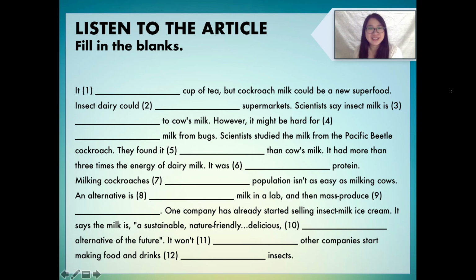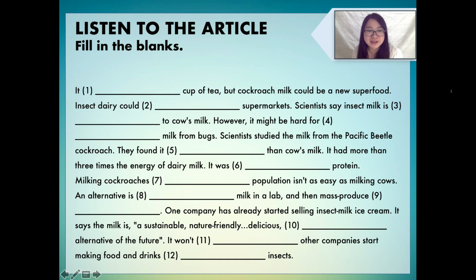First, I'll read it a little slowly, and then I'll read it at a more natural speed. First, slowly. It might not be your cup of tea, but cockroach milk could be a new superfood. Insect dairy could soon be in supermarkets. Scientists say insect milk is a good alternative to cow's milk. However, it might be hard for people to accept milk from bugs.